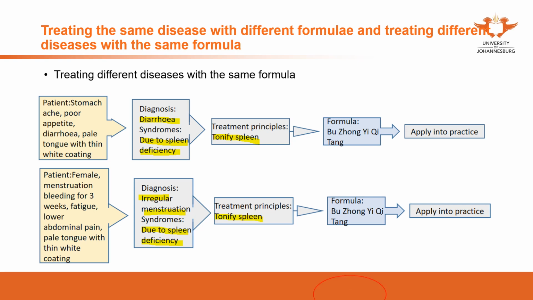But when you look back to the diseases, one is diarrhea, one is irregular menstruation. Then you can use the same formula, and the patient can be recovered from there. So these are something very special in Chinese medicine. We might treat the same disease with different formulae, or we treat the different diseases with the same formula according to the symptoms.